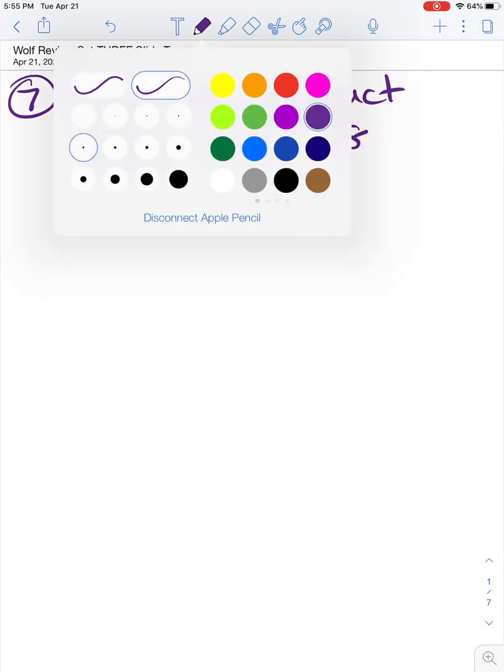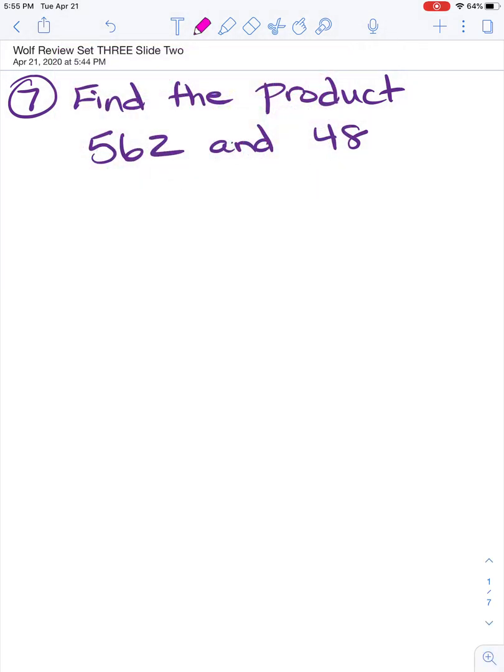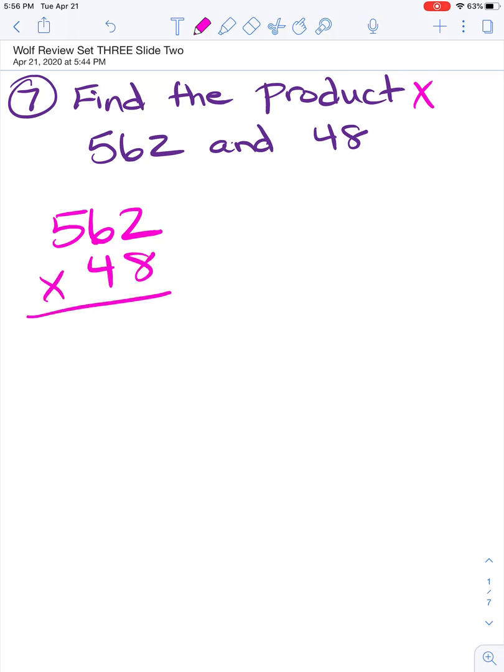Hi class. Okay, so we are ready for Woof Review, set 3, slide 2. The first one is to find the product of 562 and 48. We know that product is the answer to a multiplication problem. I'm going to do it both ways, and I am totally okay with whichever way you do it.